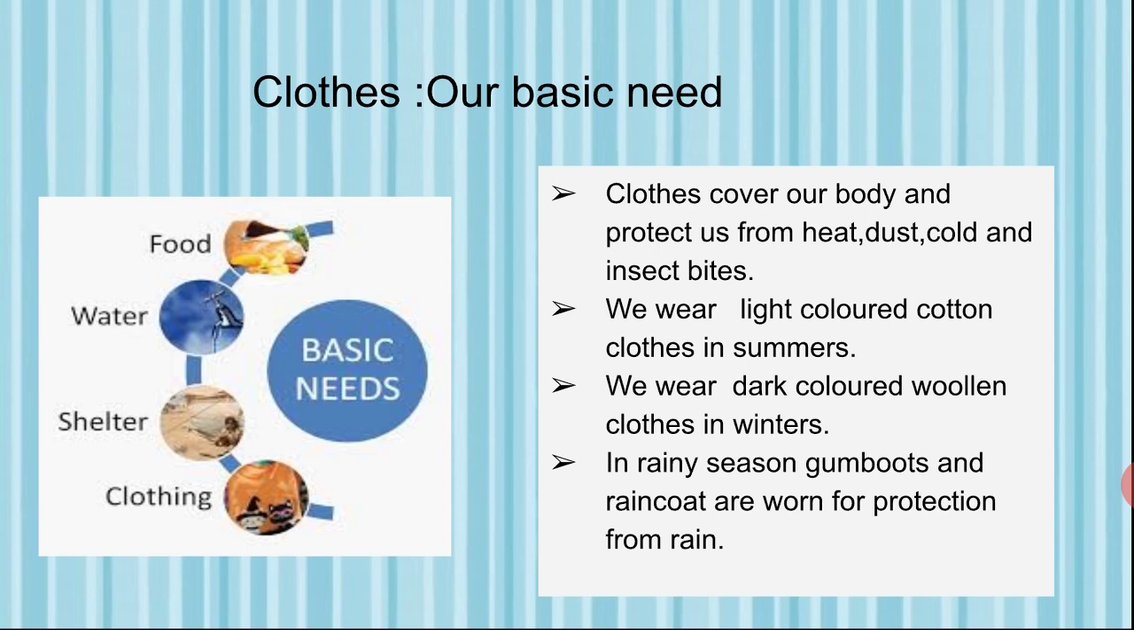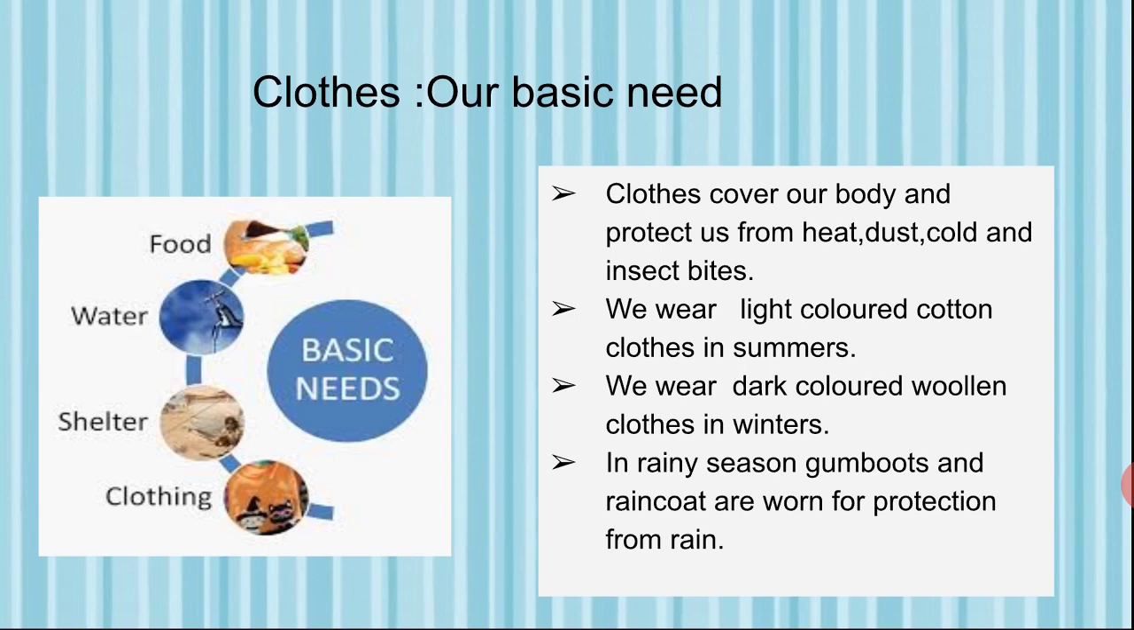Students, clothes come in the category of our basic needs. As food, water, and shelter are very important, clothes are also important. Why? Because they cover our body and protect us from heat, dust, rain, cold, or insect bites also.